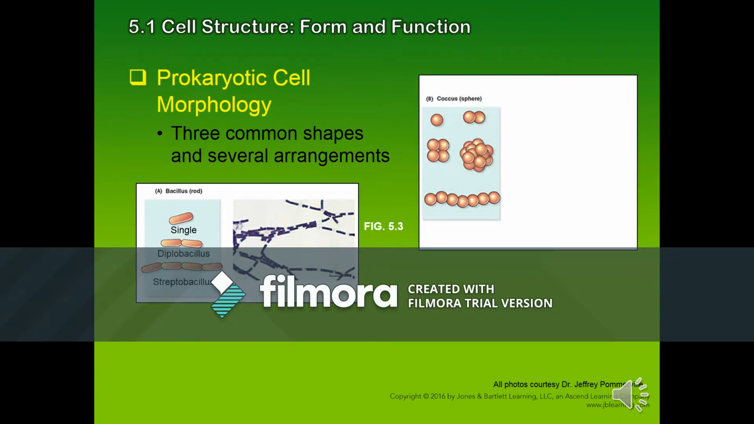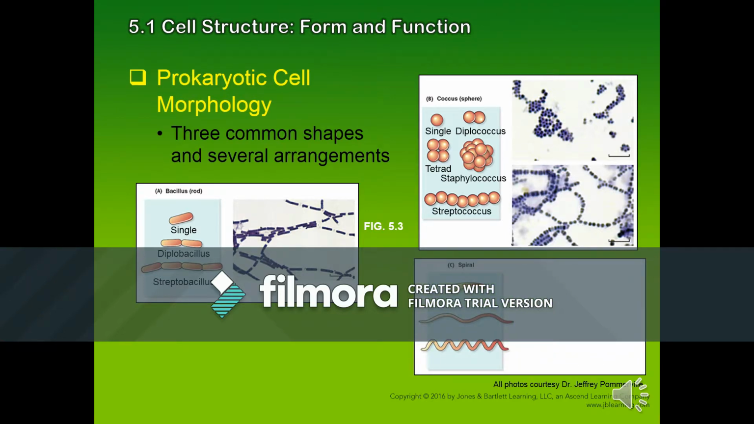Okay. Our second form of bacteria are the cocci. So the cocci is a ball-shaped cell, and we can have those again in different arrangements, either singular or diplococcus, or two together. We can have them in tetrads, which is 4 together. We can have them in groups, which is staphylococci, or in chains, which is streptococci.